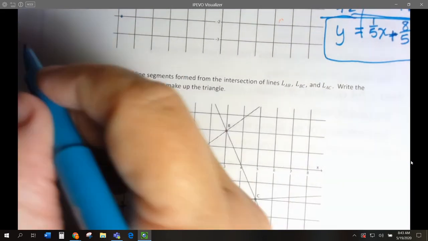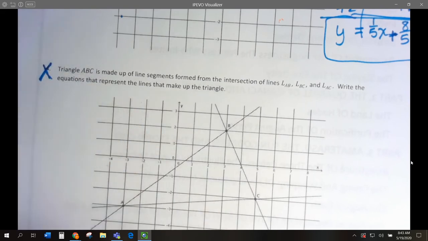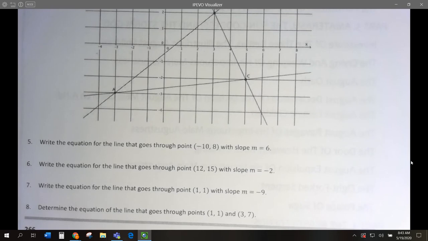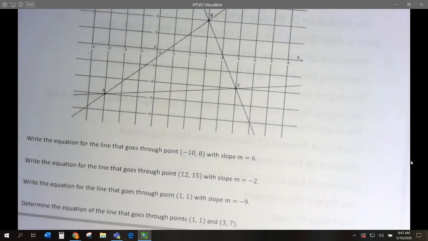Number 4 we're going to not do. Don't worry about number 4. Number 5. Okay, write the equation that goes through this.